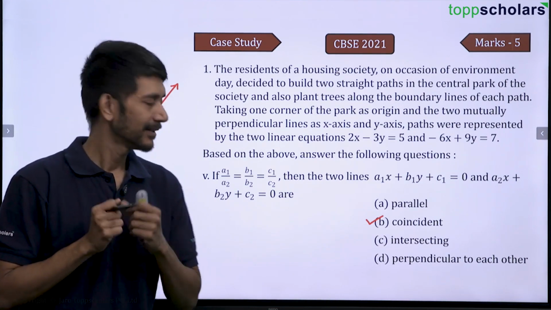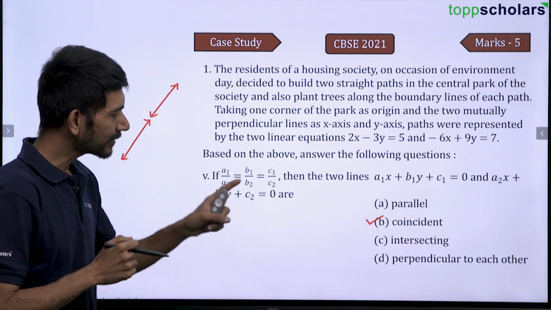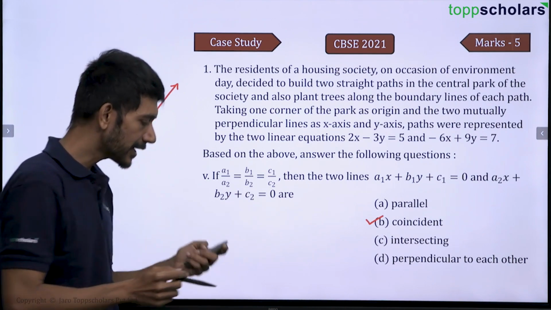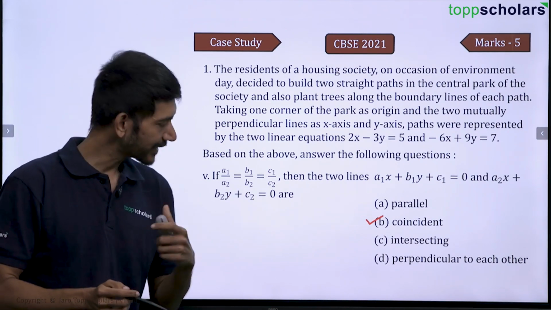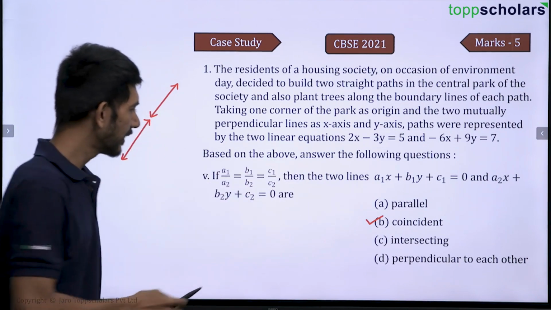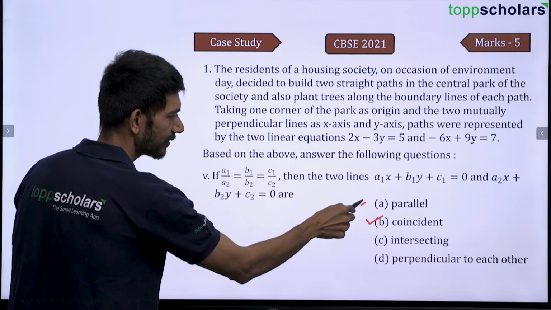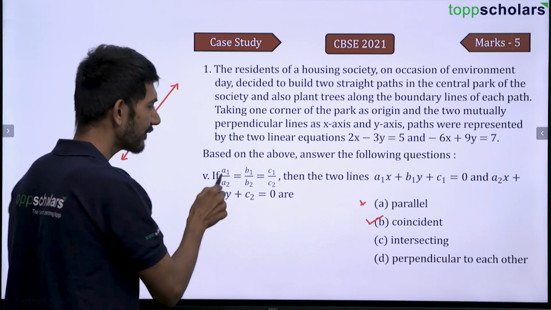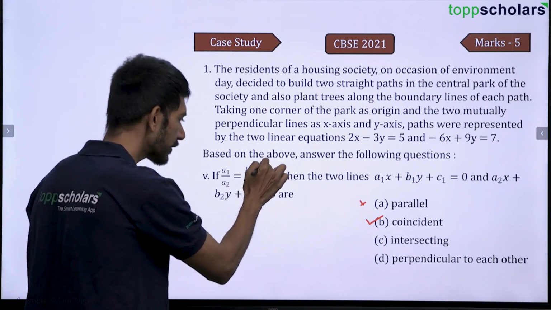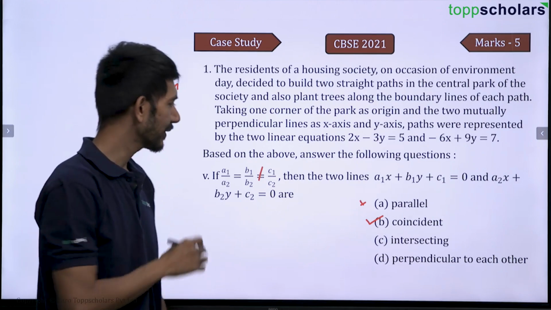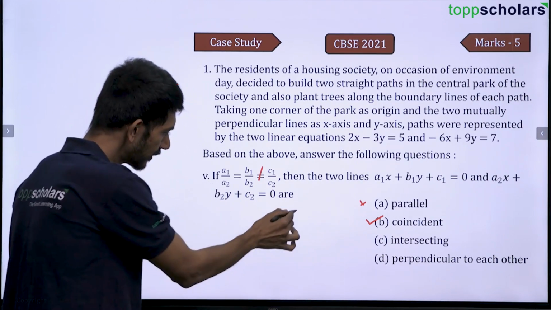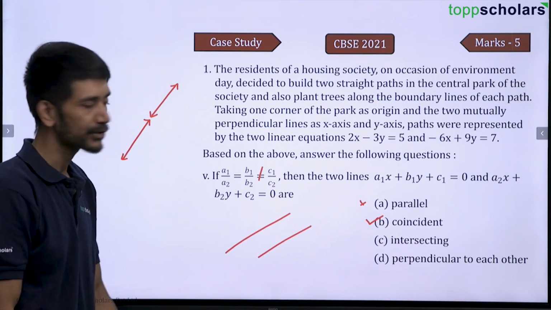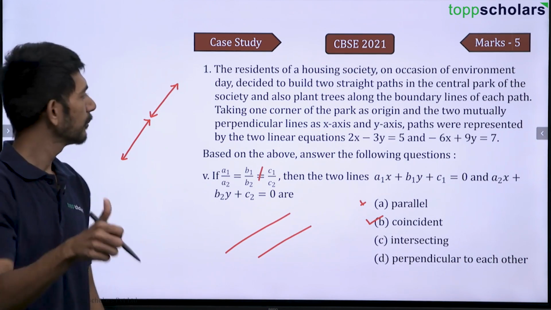Clear? Easy? Great. And then what is the condition for parallel? We did two questions. The previous one was intersecting, second is coincident here. And for parallel, always remember a1 by a2 is equal to b1 by b2 but is not equal to c1 by c2. If you get this, then the two lines are parallel to each other. Clear? Perfect. Let's continue.